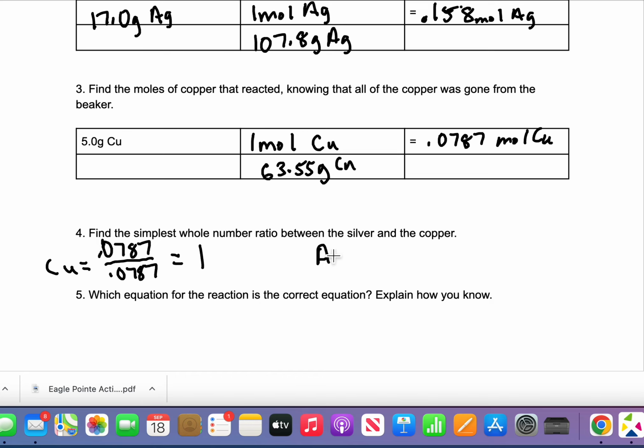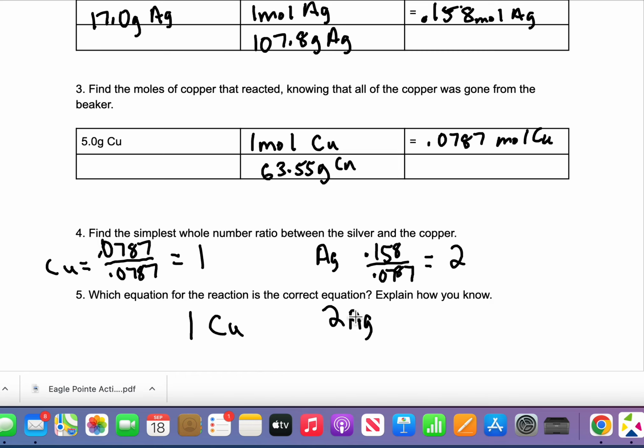Let's do the silver now. You take the bigger number, 0.158, this is how we're going to find our ratio, divided by the smaller number of moles, 0.0787, and that's approximately 2. So now we know that it's 1 mole of copper to 2 moles of silver.